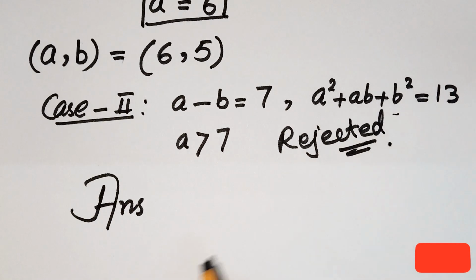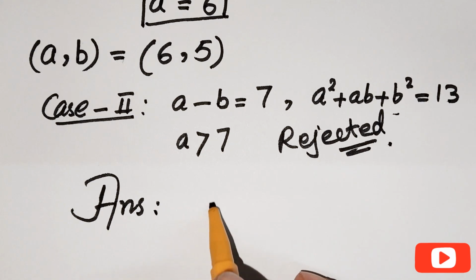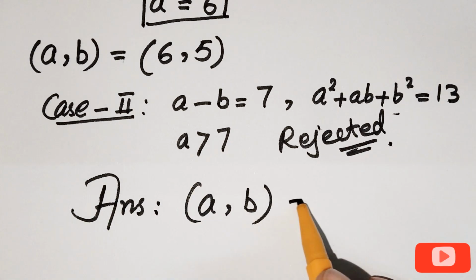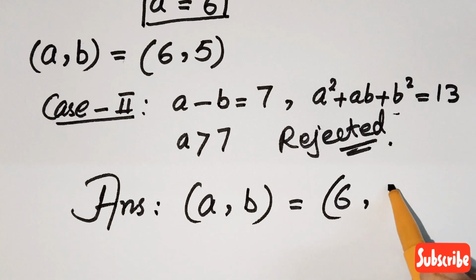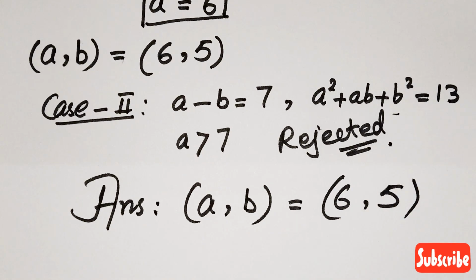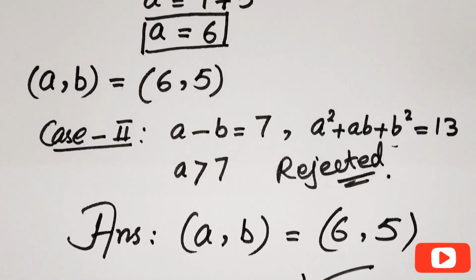So our final answer is that a and b are equal to 6 and 5. So the value of a is 6 and the value of b is 5. So it is our final answer, and hope you have enjoyed this video.